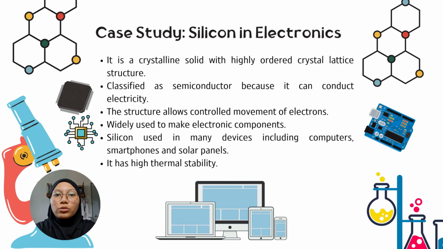Now, let's move on to our case study, which is silicon in electronics. Silicon is a crystalline solid with a highly ordered crystal lattice structure. It is classified as a semiconductor because it can conduct electricity. This specific structure allows for the controlled movement of electrons. Because of this, silicon is widely used to make electronic components. You can find silicon used in many devices, including computers, smartphones, and solar panels. Additionally, it is also known for having high thermal stability.